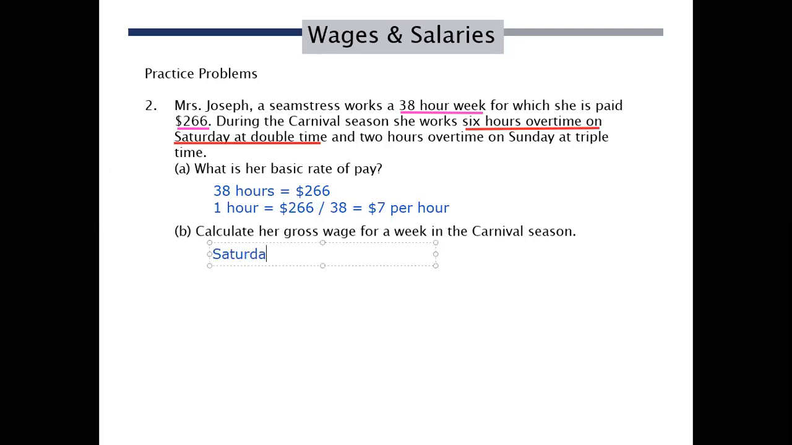For Saturday, I need to know her, and I'll put OT for overtime, her overtime rate. Instead of being paid $7 per hour, they tell me that she's paid at double time. So that's going to be $7 multiplied by 2 for double time. And so for overtime on Saturday, she's going to make $14 per hour. Overtime pay.